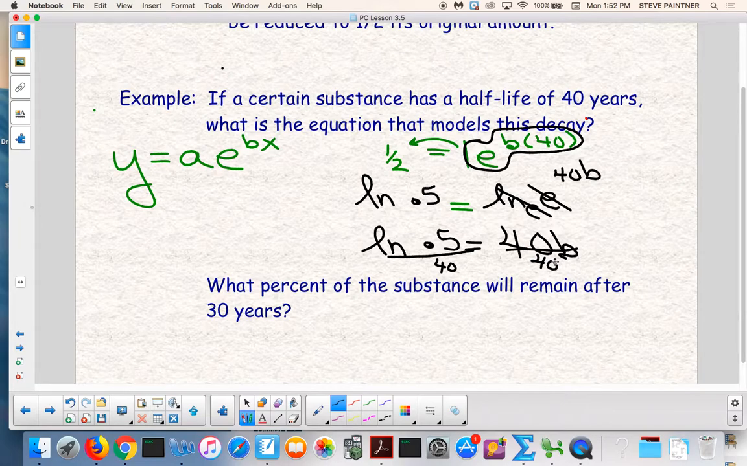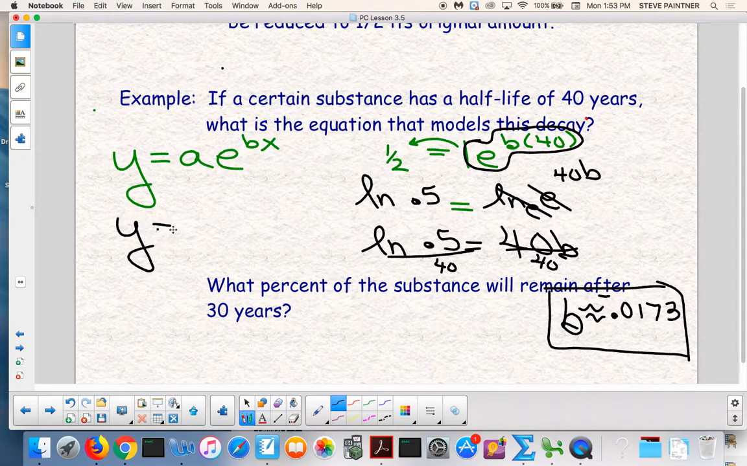Here it comes. B, what's right here? B is roughly negative 0.0173. Okay, good. Guess what? Your job is to write a model for this. So the model would be, start with any number A, e to the what? Negative 0.0173x. Good. And this would be your model, right here.